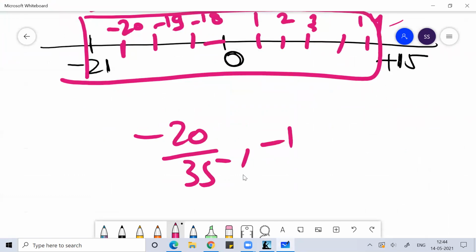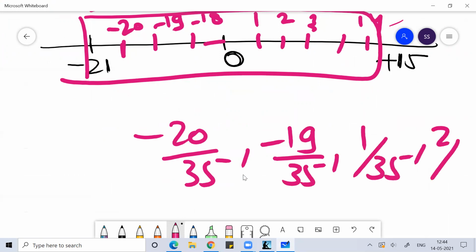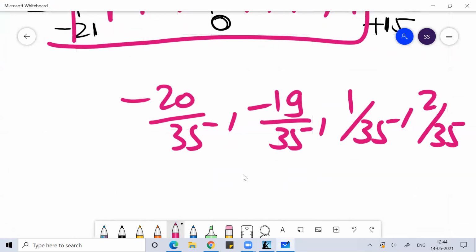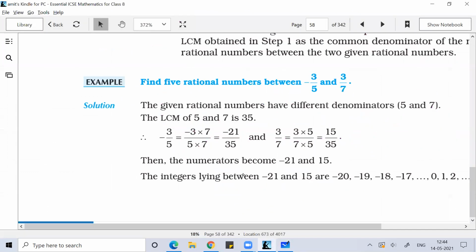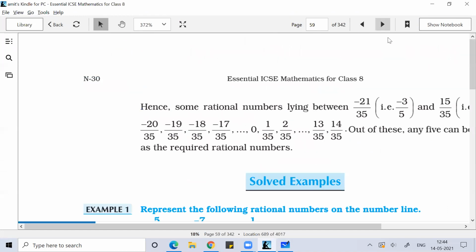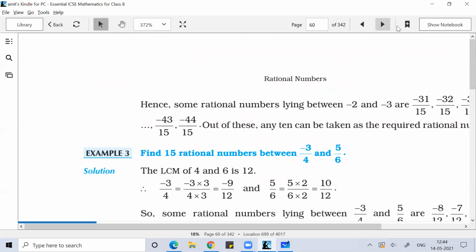You can write minus 19 by 35. You can write 1 by 35. You can write 2 by 35. You can write any number, 7 by 35, till 14 by 35. You can take any rational number. Okay, sir. Please try to understand this. Yeah, sir. Very easy, Tanish. Yeah, sir, understood. No, I'm facing a problem in this to convince you.